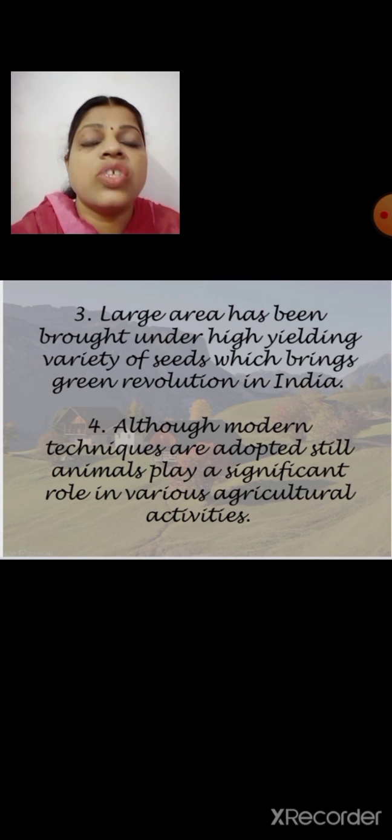And what is the next feature? A large area has been brought under high yielding variety of seeds, which brought the green revolution in India. So children, I told you that after the 1970s, drastic changes happened in agricultural production, and it is termed the green revolution.